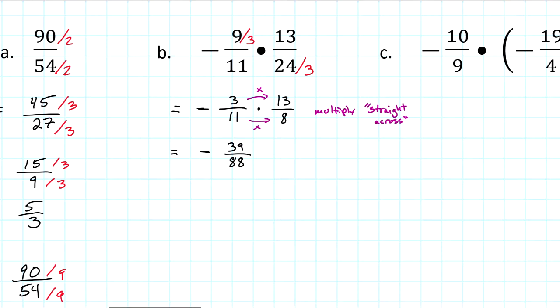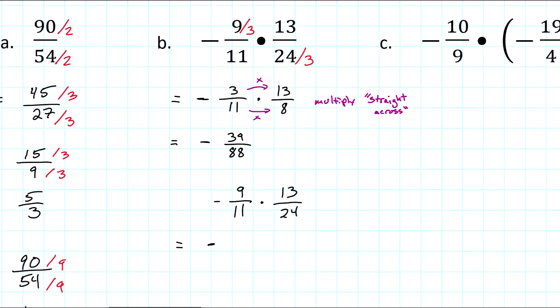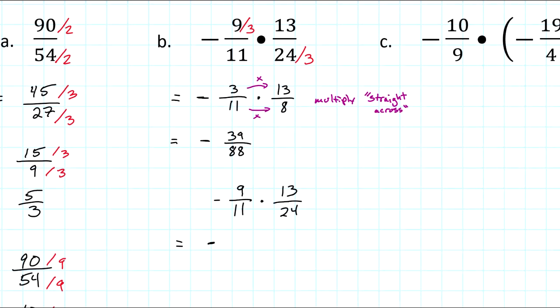If I try this problem again, where we now do it the long way, negative 9 over 11 times 13 over 24, we can multiply across first. First, 9 times 13. I don't have that memorized. I have to think about that, and I'm trying to do this without a calculator. So I'm going to go 9 times 13. This equals 9 times 10 plus 9 times 3, is 90 plus 27. That's 117. It's negative 117 over 11 times 24.